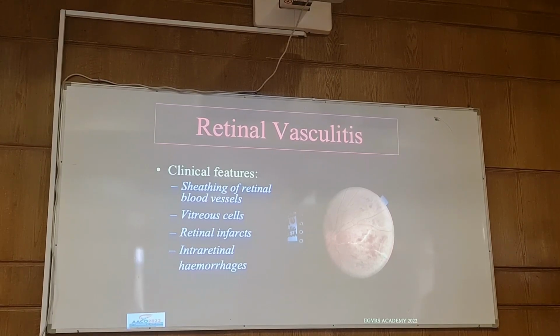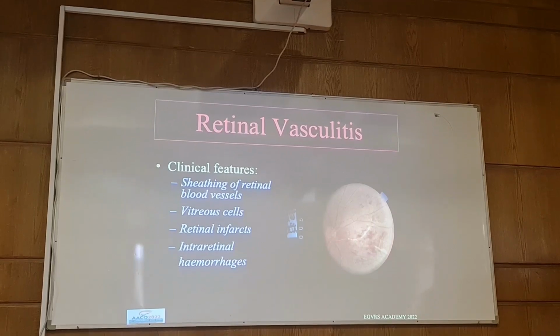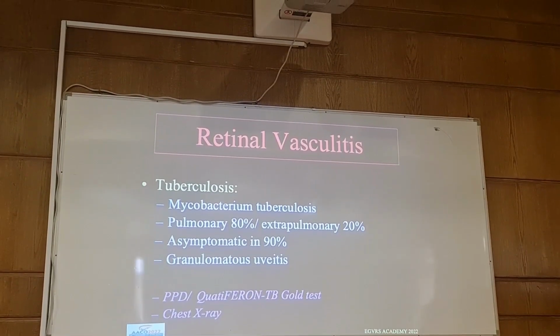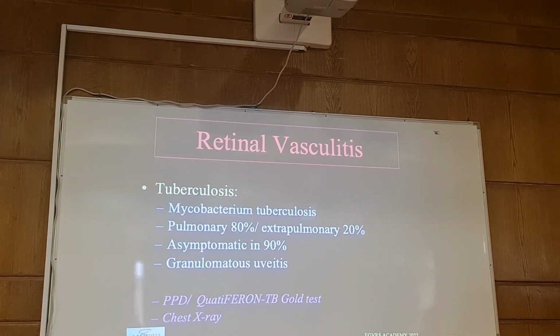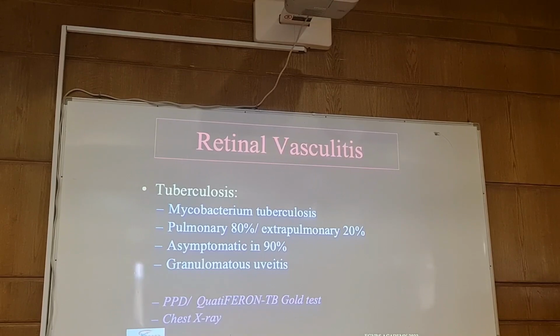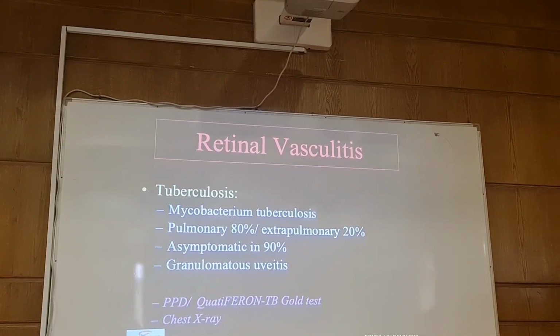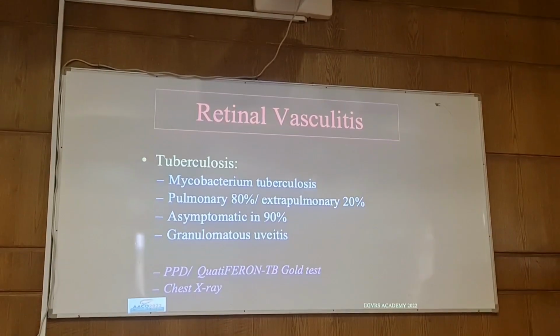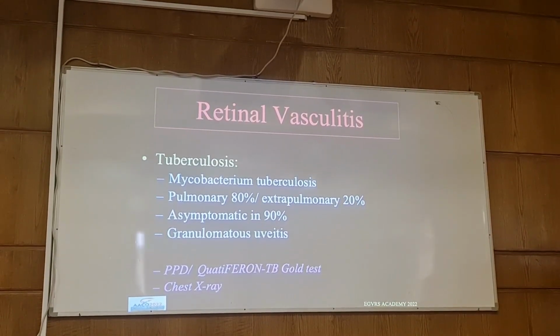زي العينة دي. العينة دي عندها إيه؟ Retinal vasculitis or phlebitis. ناخد بقى الأول infectious disorders. Tuberculosis. So tuberculous vasculitis is not uncommon. We know it's caused by the mycobacterium tuberculosis.